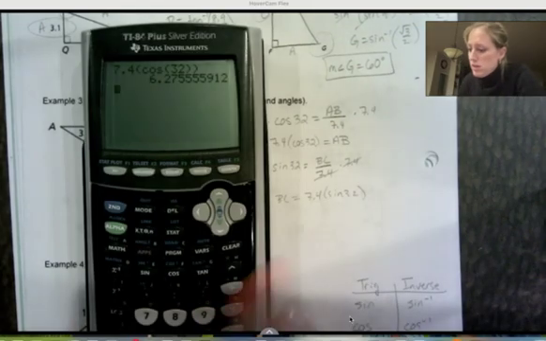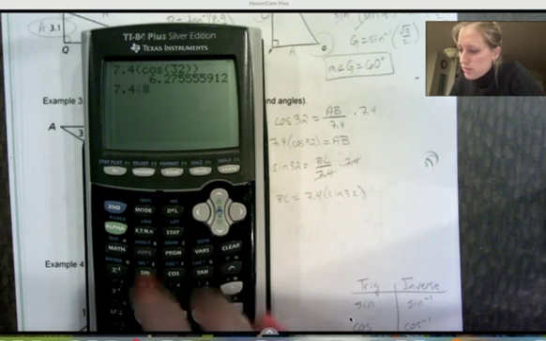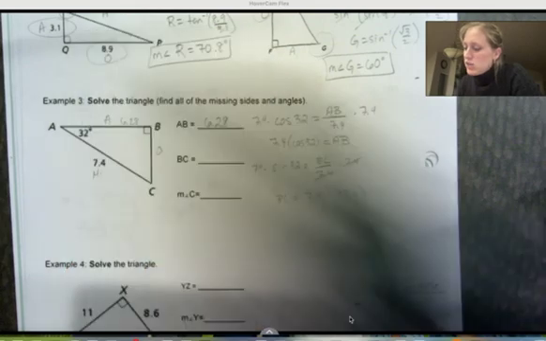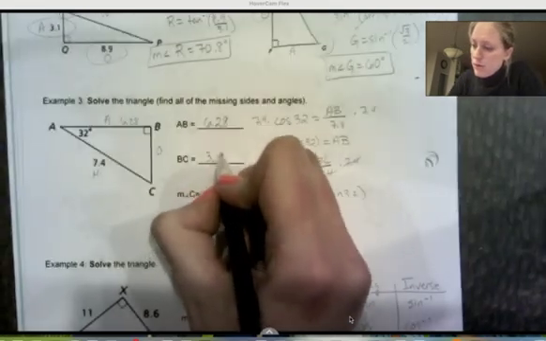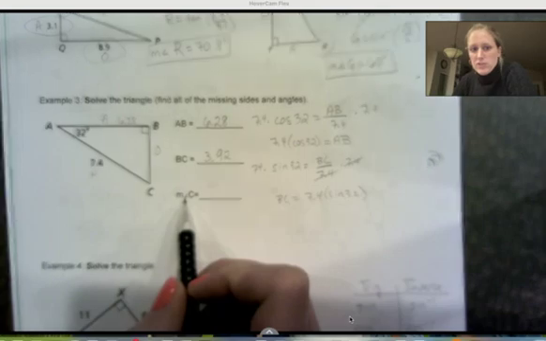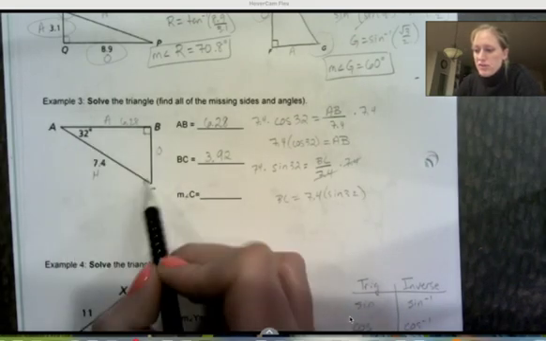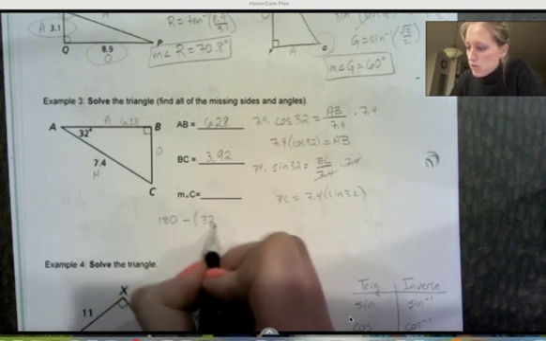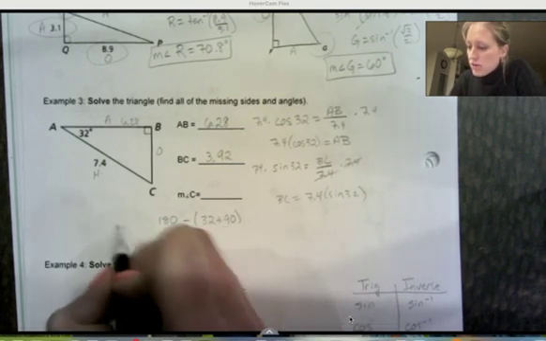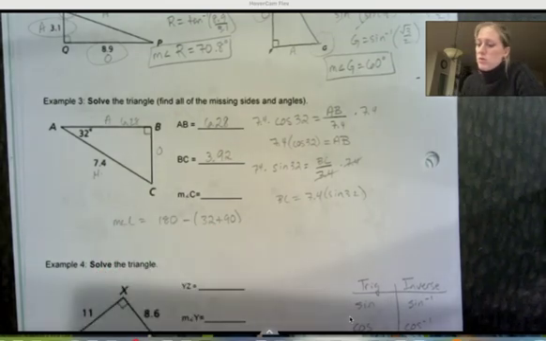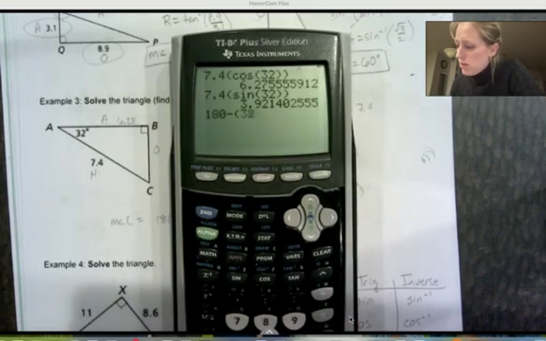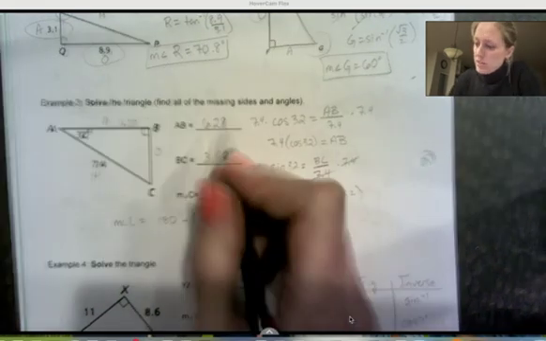Type that in. 7.4 times sine 32 is equal to 3.92. Now, measure of angle C. We know all three of these have to add up to 180, so I'm going to do 180 minus 32 and 90 to get angle C. So 180 minus 32 and 90. 58 degrees.